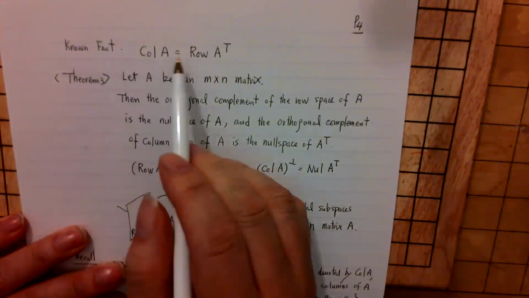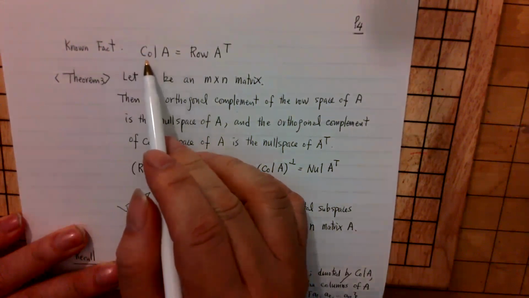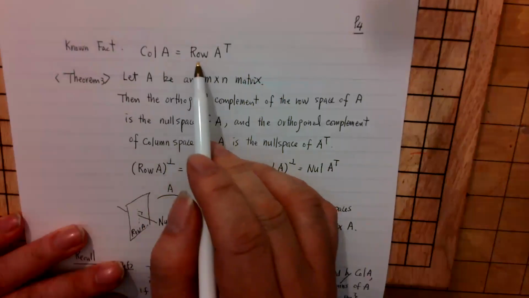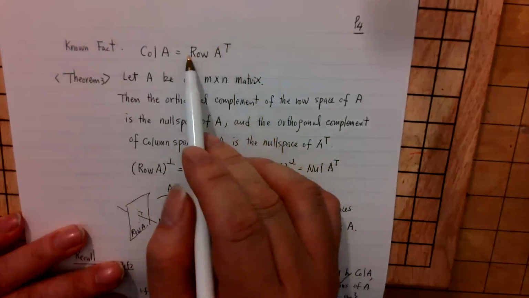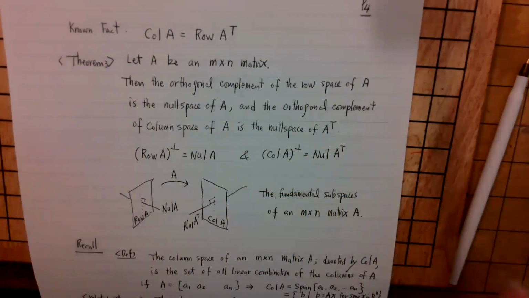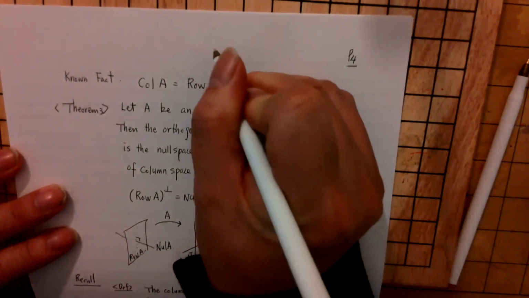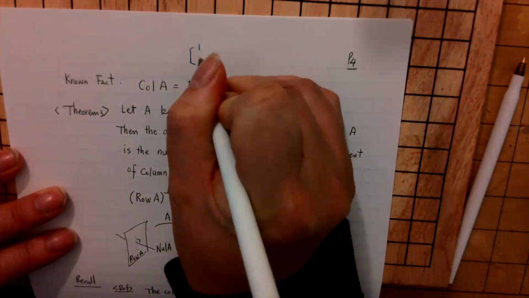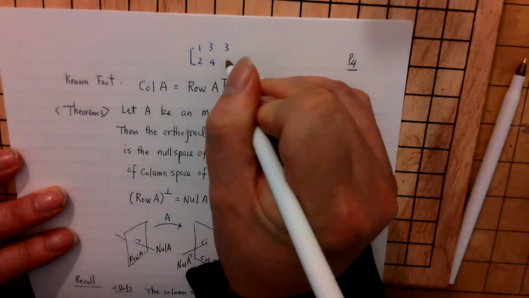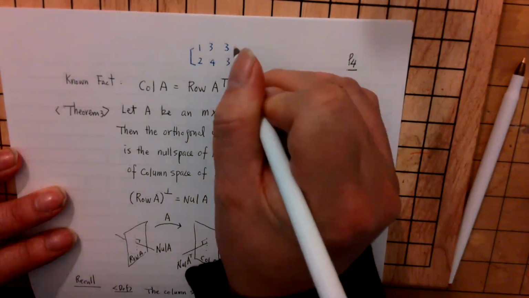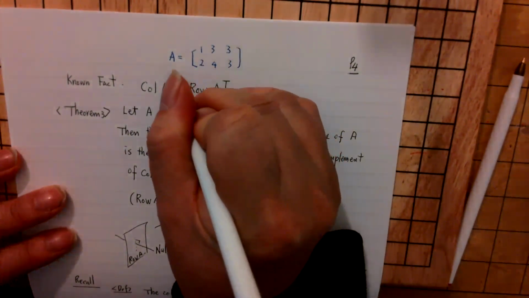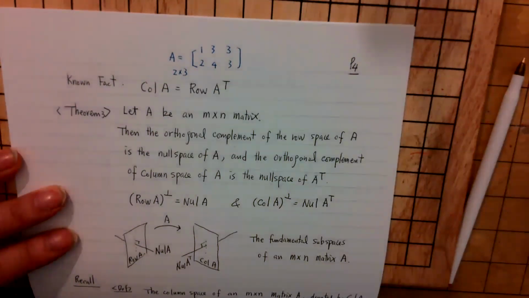Now the known fact: we know the column space of a given matrix A. How do you determine it? Well, it's just the column of matrix A, and the transpose, and you find its row space. Let me explain what that means. Suppose this is my given matrix. So this matrix is 2 by 3.